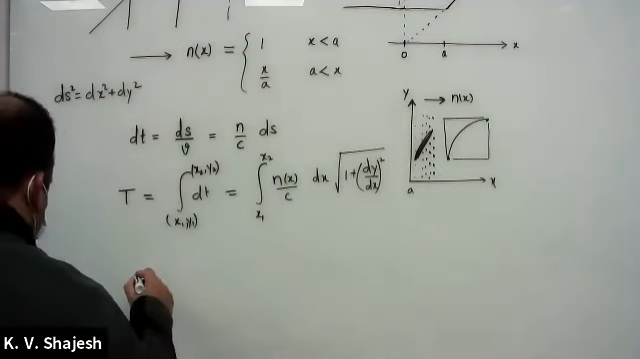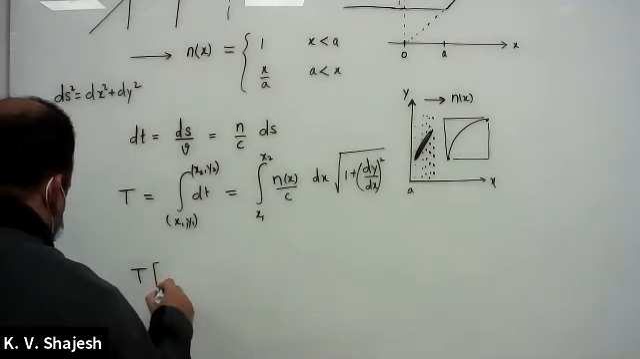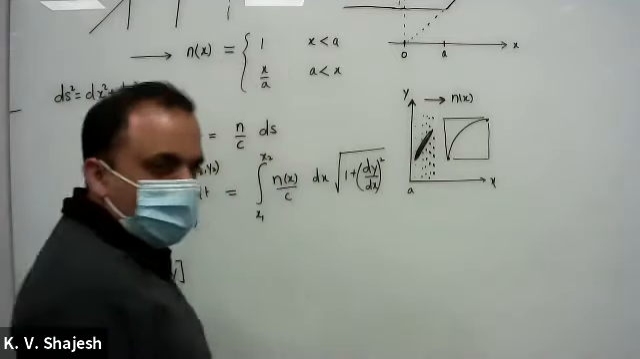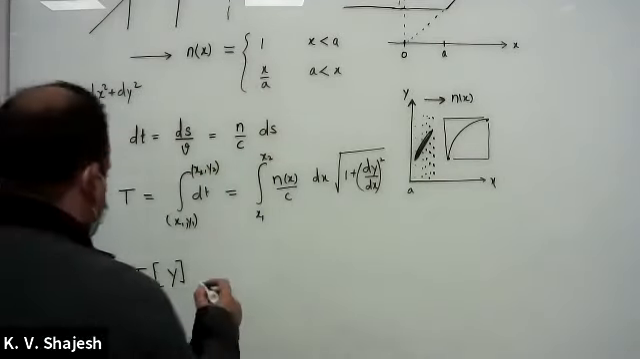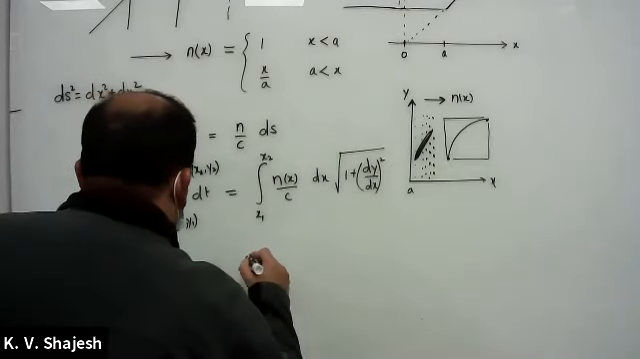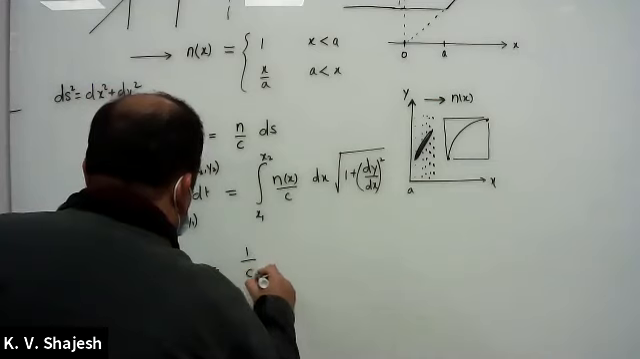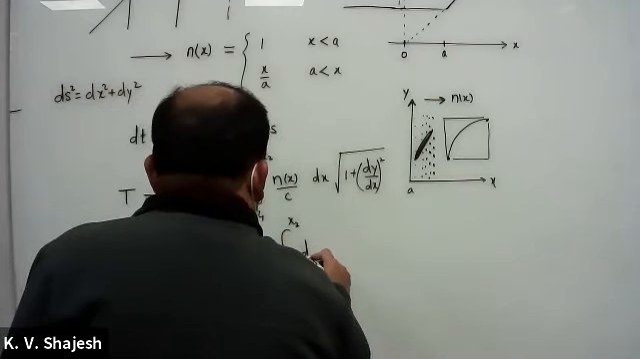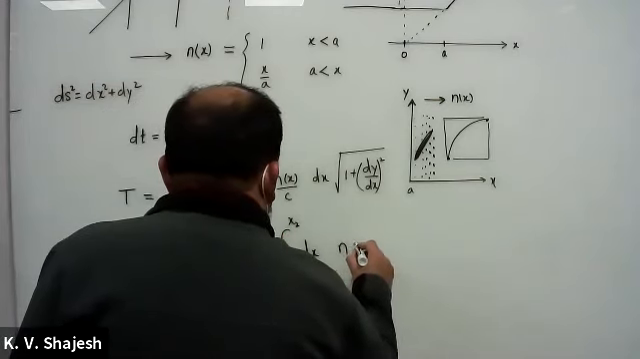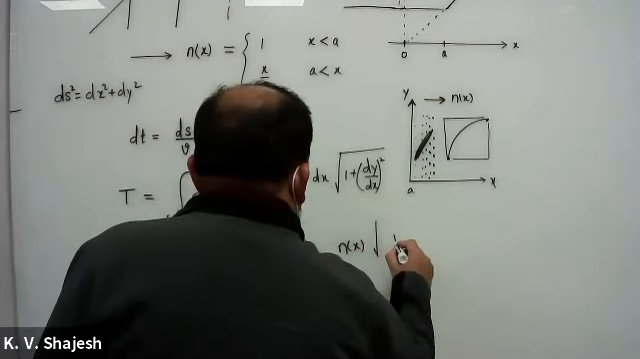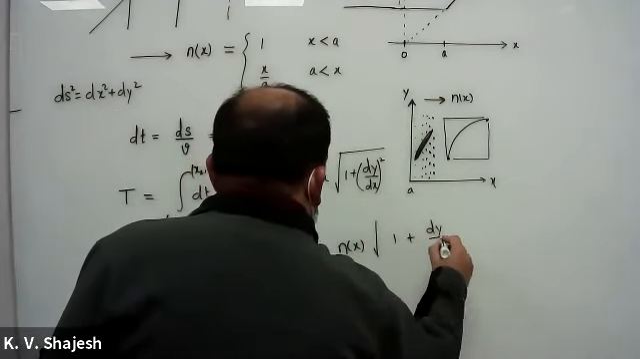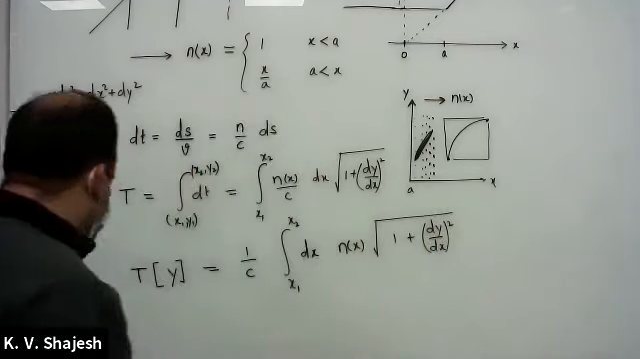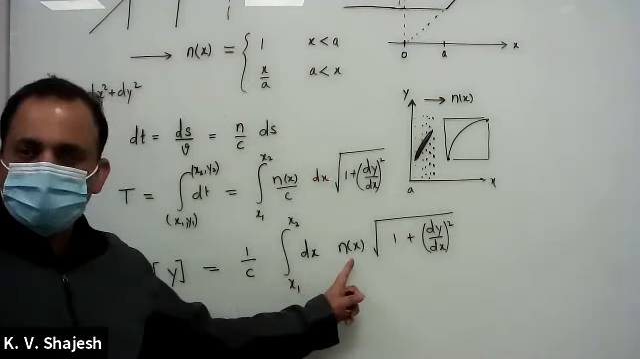So our functional would be T as a function of the path y. We don't know which path this light will take. Let's keep it arbitrary. And that's equal to 1 over c, where c is the constant speed of light, times the integral from x1 to x2 of dx, refractive index n of x, times the square root of 1 plus dy by dx squared. Very similar to what we had earlier, except that there is a refractive index showing up in between.